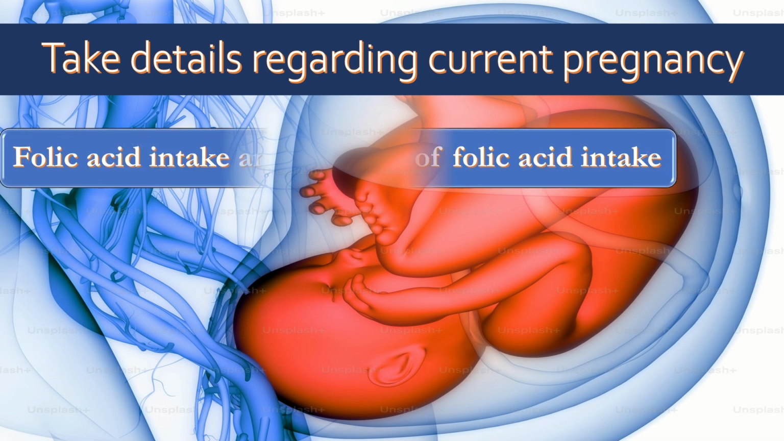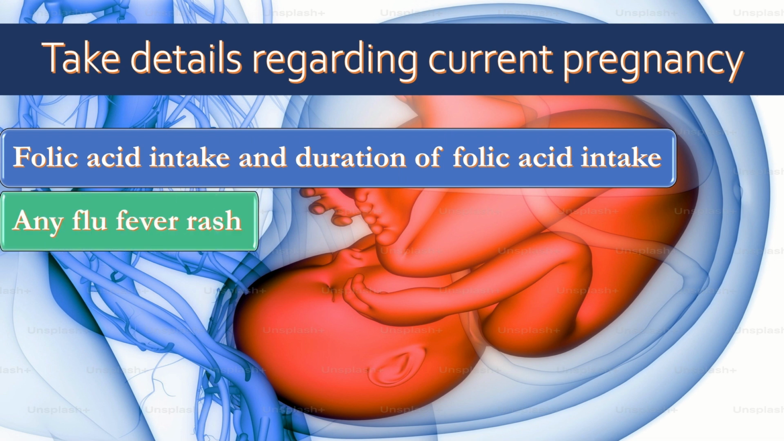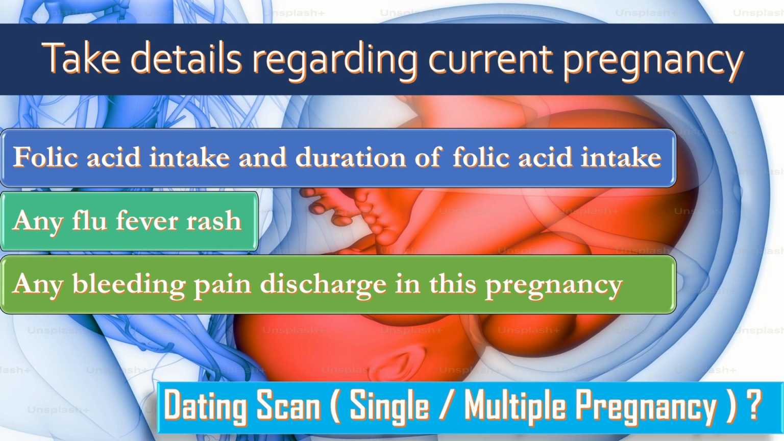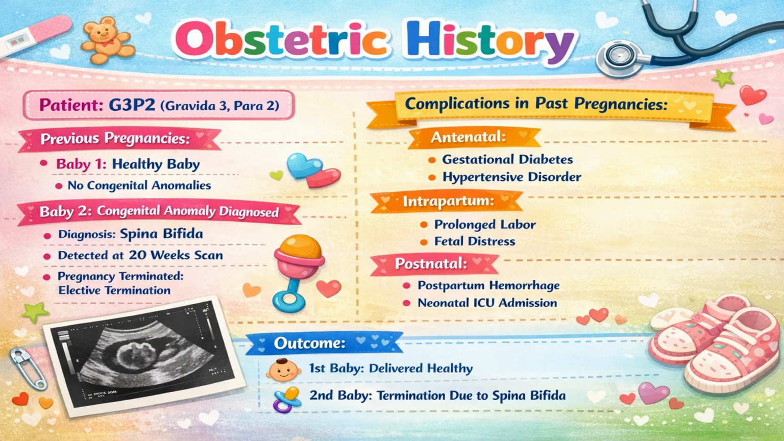Ask about folic acid intake and duration of folic acid intake. Any flu, fever and rash in the current pregnancy, any bleeding, pain and discharge in the current pregnancy. Was any dating scan done or not, and did that show singleton or multiple pregnancy. Then take the detailed obstetric history.